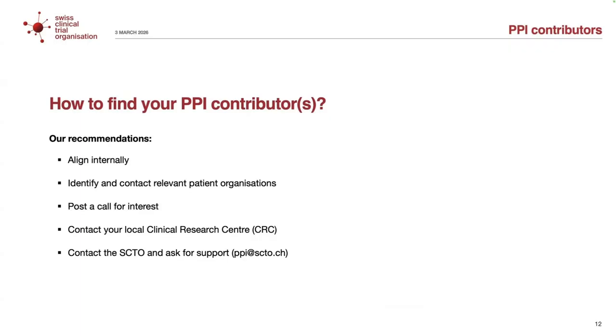A bottleneck when you're looking for PPI contributors is actually to find them. Our current recommendation is first to align internally with your research team, identify and contact the relevant patient organization. They can be really useful in helping you find the PPI contributors. Post a call for interest in your institution. Contact your local clinical research centers because they are also in contact with PPI contributors. You can also contact us and ask for support. We put here our email address for PPI.